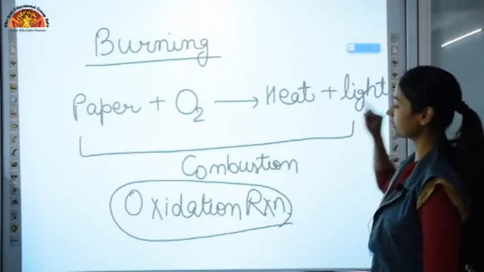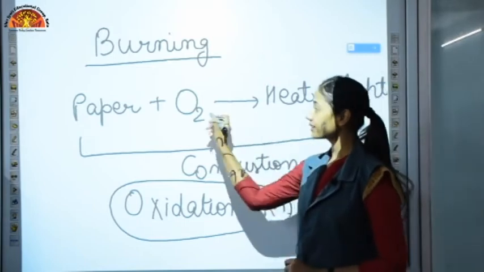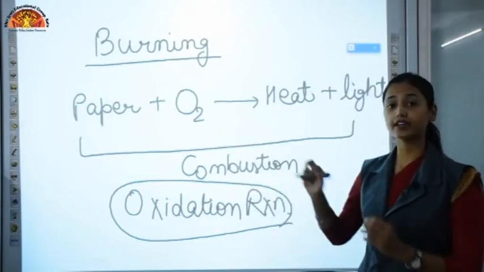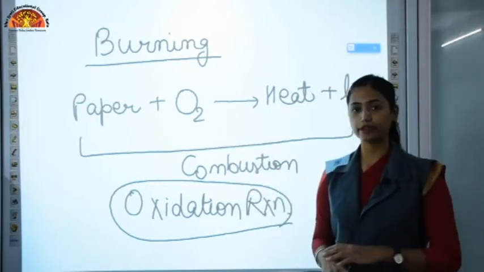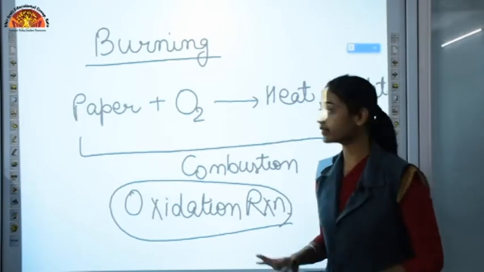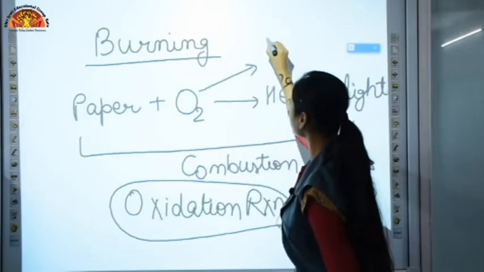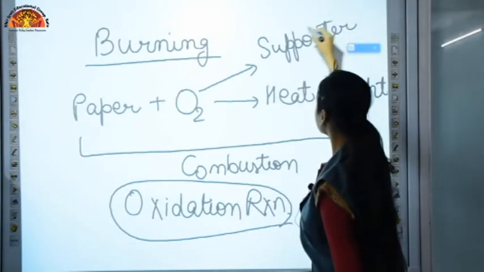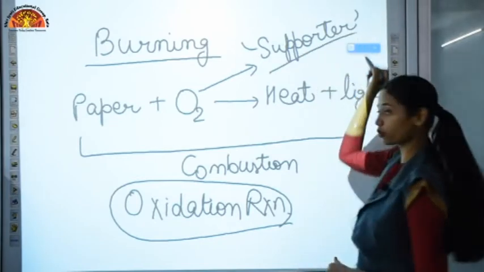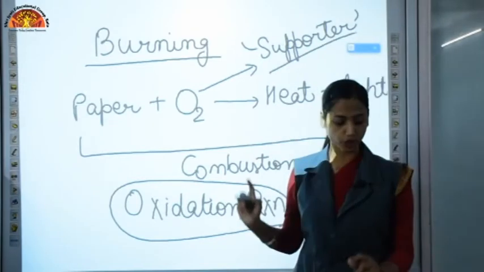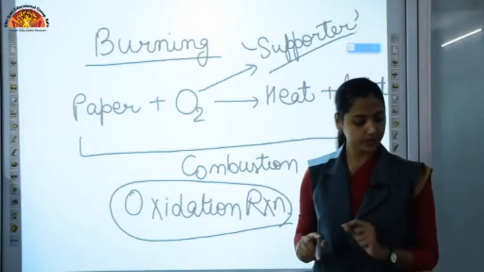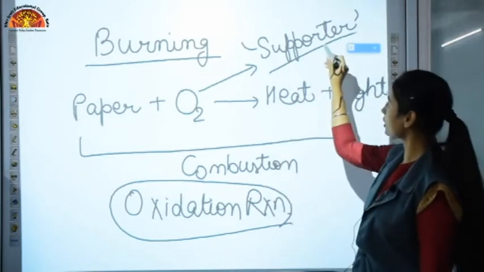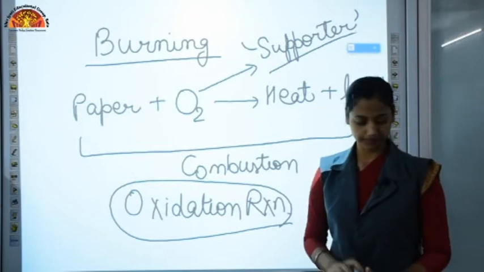Now in this reaction, you can see that oxygen is necessary. To burn any substance, oxygen is necessary. If oxygen is not present, then there will be no combustion, there will be no burning. So this oxygen is known as supporter of combustion. You can mark this line in your books on page number 75. It is written in bold letters, supporter of combustion. Oxygen is known as supporter of combustion because it supports burning.